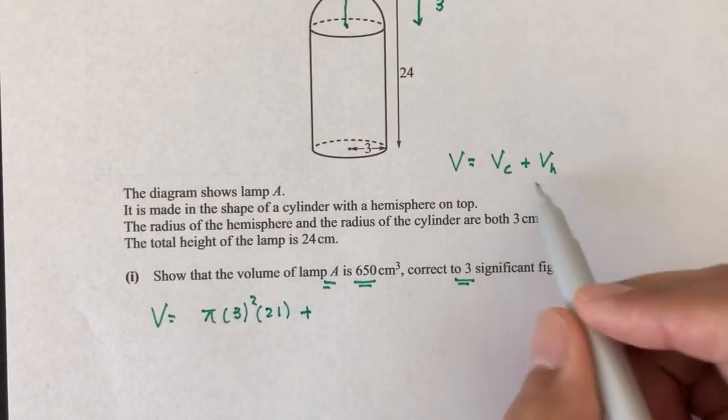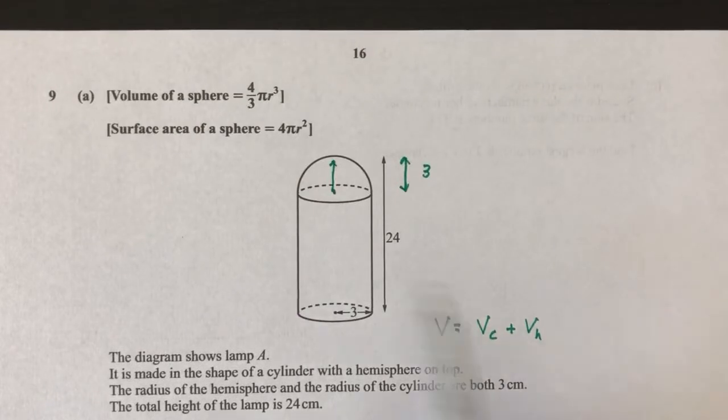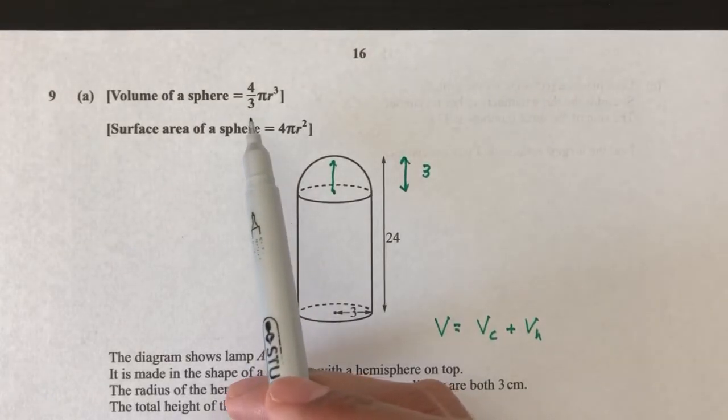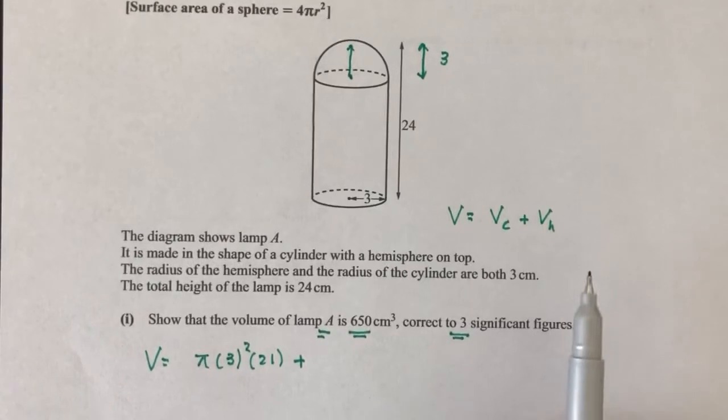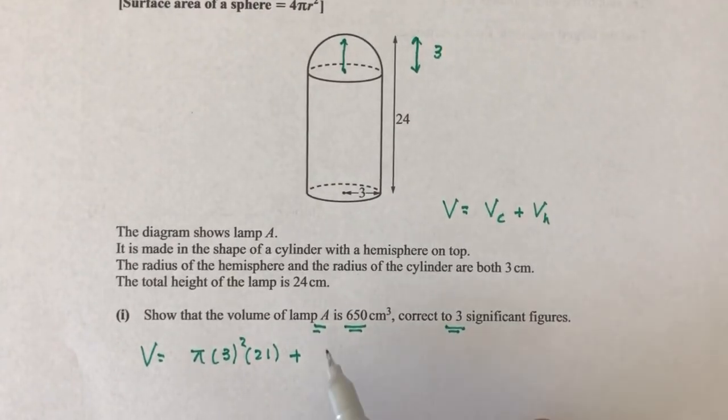Plus volume of the hemisphere. We know the volume of a sphere is this. Hemisphere will be half of this. That will be 2 over 3 pi r cubed. R is 3, cubed.